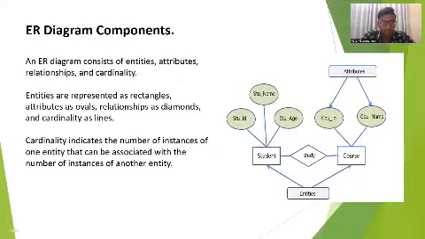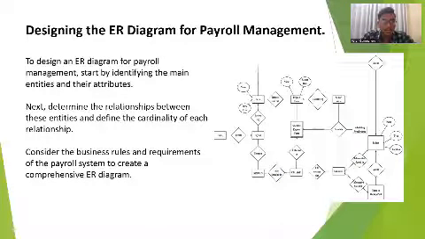ER diagram components. An ER diagram consists of entities, attributes, relationships, and cardinality. Entities are represented as rectangles, attributes as ovals, relationships as diamonds, and cardinality as lines. Cardinality indicates the number of instances of one entity that can be associated with the number of instances of another entity. Next, we will discuss designing the ER diagram for payroll management.